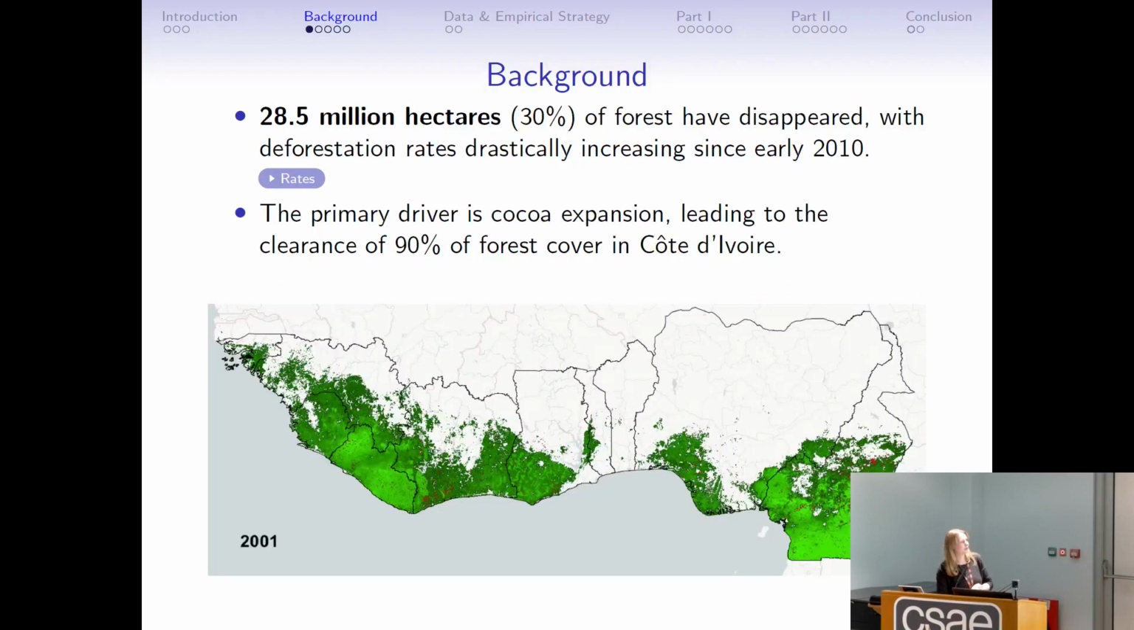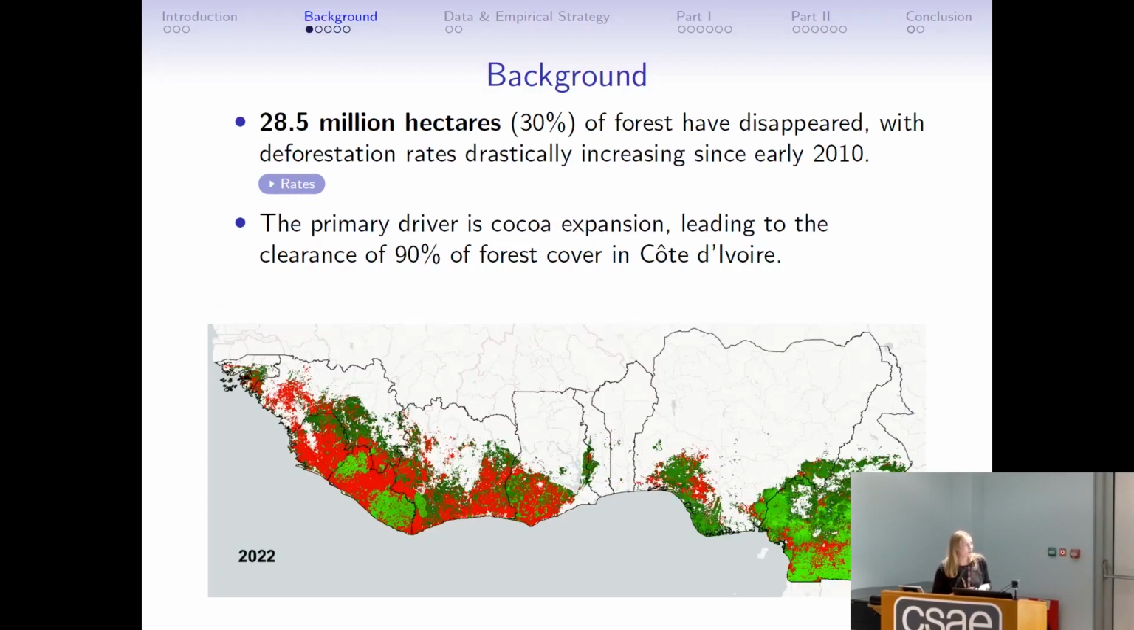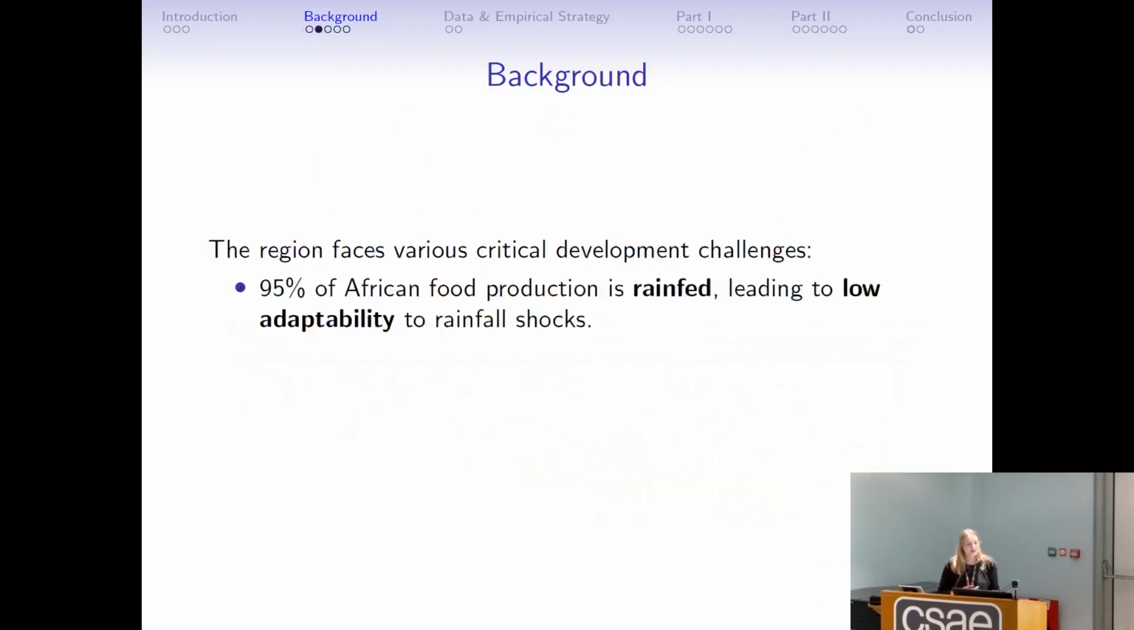Okay, so a bit about the background. So in West Africa, which will be our region of interest, including as well Burkina Faso, Niger, and Mali, etc., for the economic outcome analysis. We have 28.5 million hectares of forest that have disappeared since the 2000s, which represents 30% of the initial forest cover in our sample. The primary driver is, for Côte d'Ivoire and Ghana, for example, cocoa expansion, but more broadly agricultural expansion. And for example, it led to the clearance of 90% of the forest cover in Côte d'Ivoire. So this is the initial forest cover in our sample, and this is the current forest in 2020. So the red dots are all the deforested pixels.